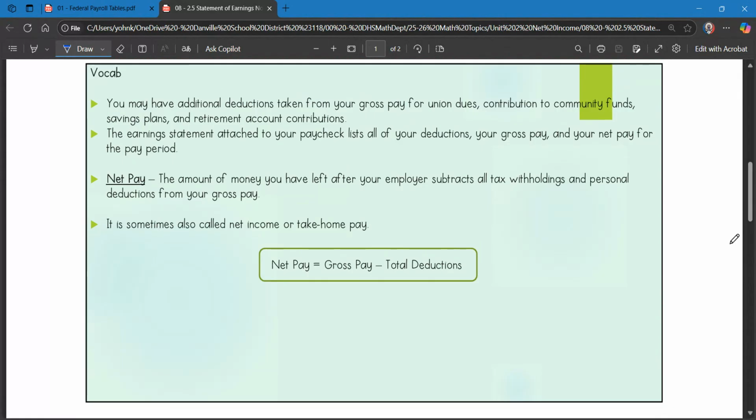And so in chapter 1, we learned about gross pay and how that's the money you earn before taxes. Well, net pay is the title of chapter 2, and net pay is the amount of money you have left after your employer subtracts all your tax withholdings and personal deductions. Sometimes it's called net income, sometimes it's called take-home pay, but whatever it is, to find that net pay, you're going to take your gross pay and you're going to subtract all your deductions.